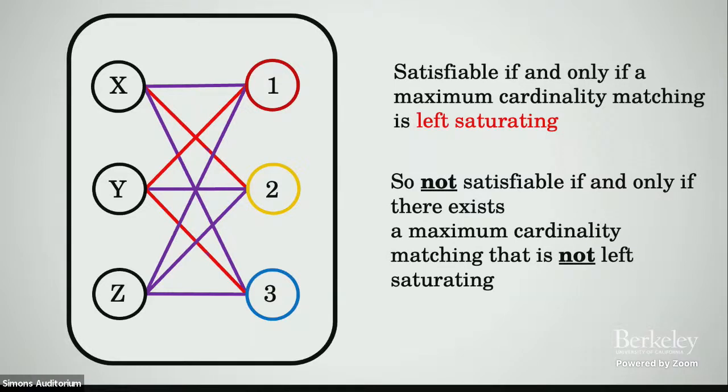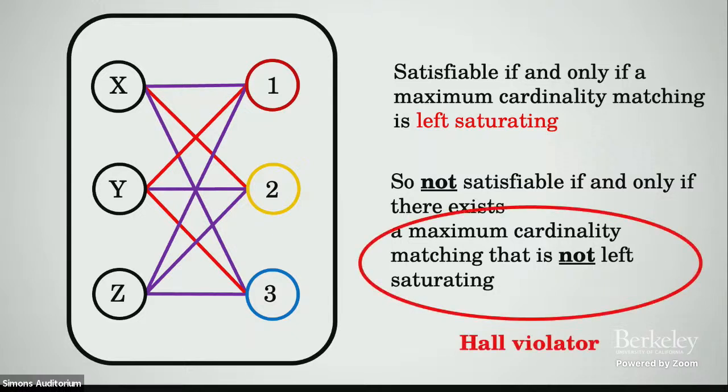So turning that the other way around, it's going to be not satisfiable if we have a maximum cardinality matching that is not left saturating. And this is called a Hall violator. It's basically just we have 3 variables with 2 values between them, or n variables in general with fewer than n values between them. This is the thing that tells you that this is not possible.